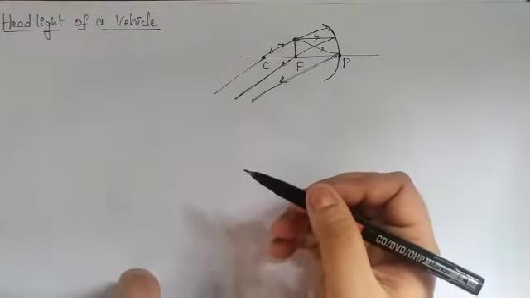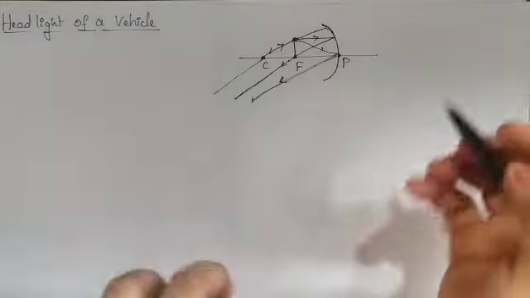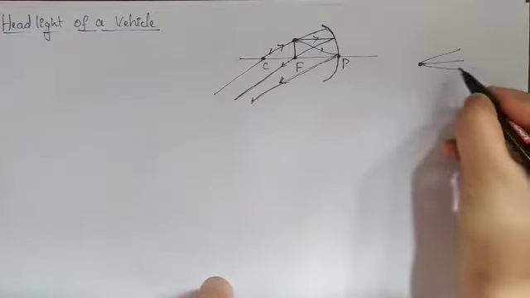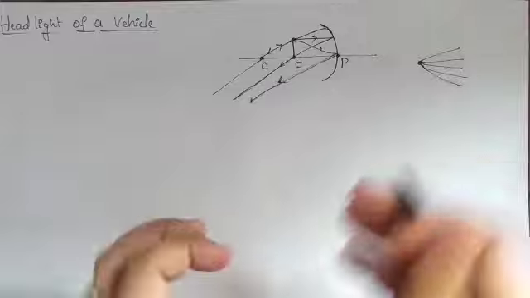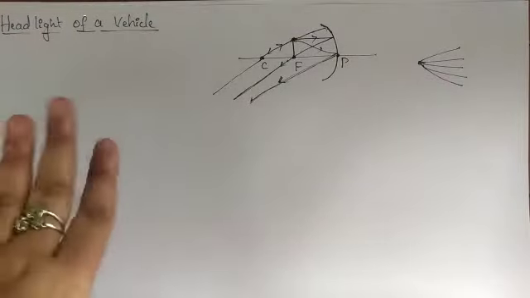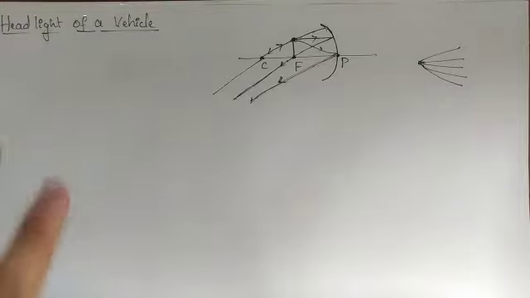In the headlight of a vehicle, you can see it is like a flash of light, like a beam of light. From the point object, these rays of light will diverge or will move in a parallel direction. So that is why it is used in the headlight.